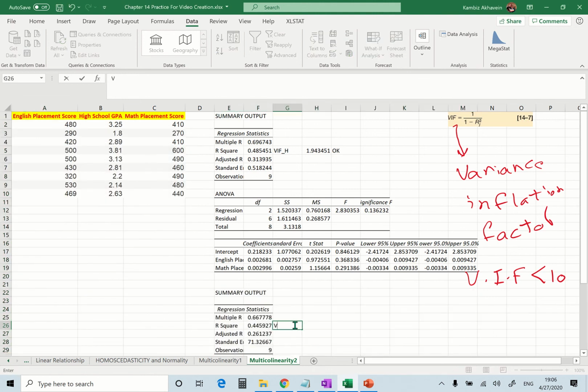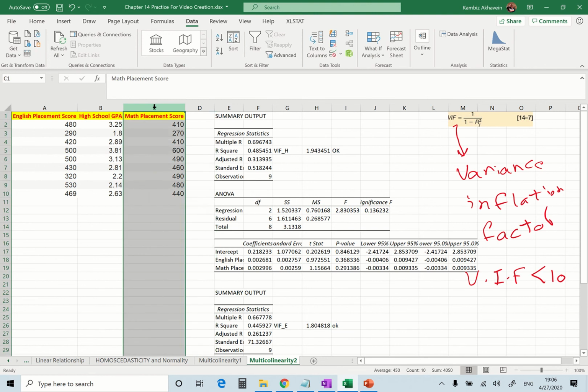So now I want the VIF for my English score. So that would be 1 divided by 1 minus, click on the R squared. And is this value more than 10? No, it's supposed to be less than 10. So this is also okay. So far I don't have any problem with collinearity.